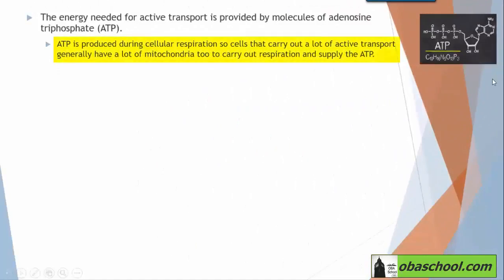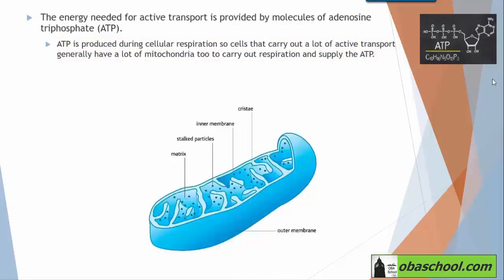ATP is produced during cellular respiration, so cells that carry out a lot of active transport will have a lot of mitochondria, because mitochondria are the site of ATP production by cellular respiration. This is the mitochondrion. It is the site of cellular respiration, the process that produces ATP.